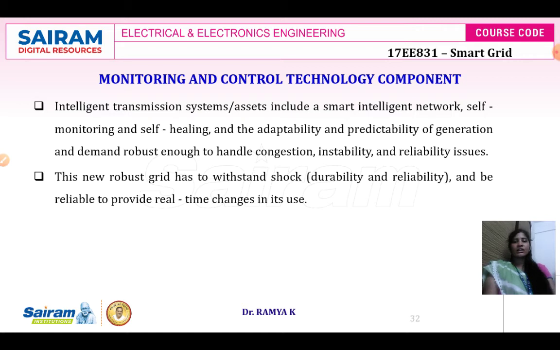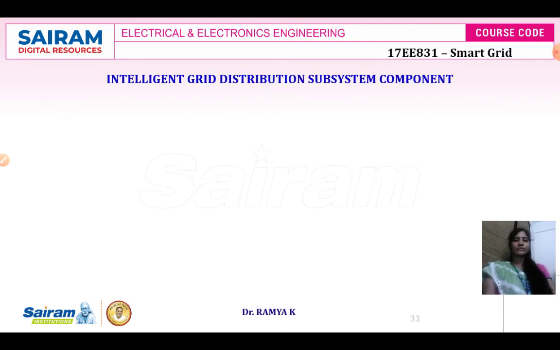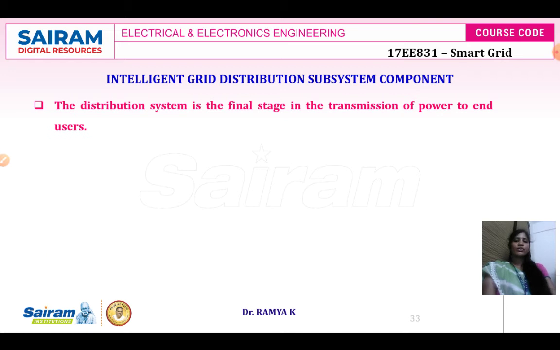You could see the new robust grid. It has to withstand the shock, that is durability and reliability, and it has to be reliable to provide for real-time changes in its use. The next component in the smart grid is going to be the intelligent grid distribution component. This is the final stage in the transmission of the power to the end user.